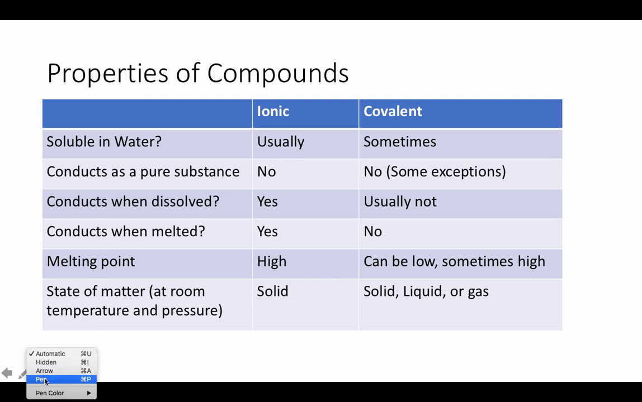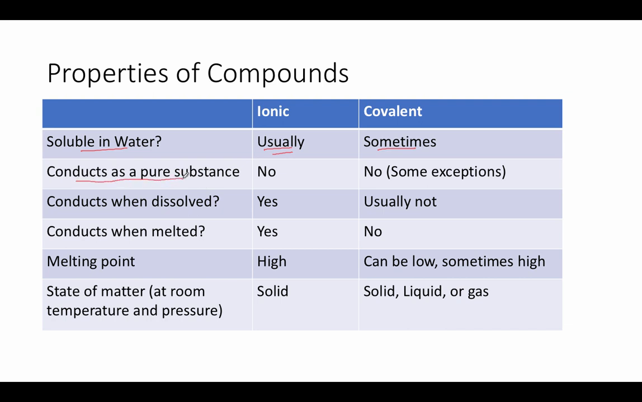Here is a chart that summarizes some of the properties of the compounds. Soluble in water: ionic compounds are usually soluble in water, some are not. Covalent compounds, sometimes. When you talk about covalent compounds, it's a wide range of things, anything from gasoline and oil to sugar to wax. So there's a wide range of covalent compounds.